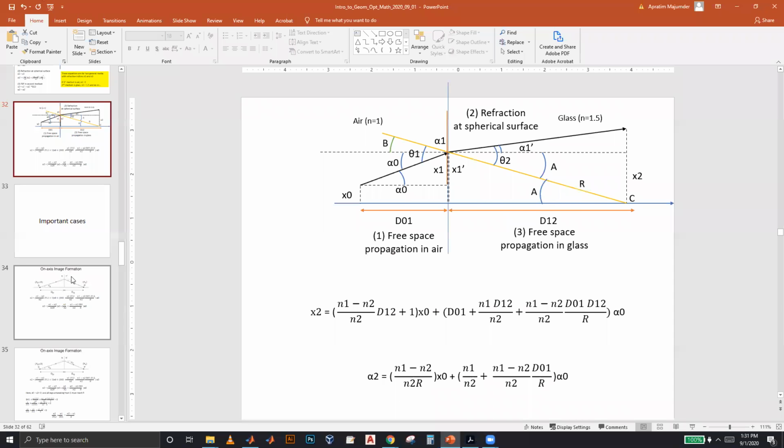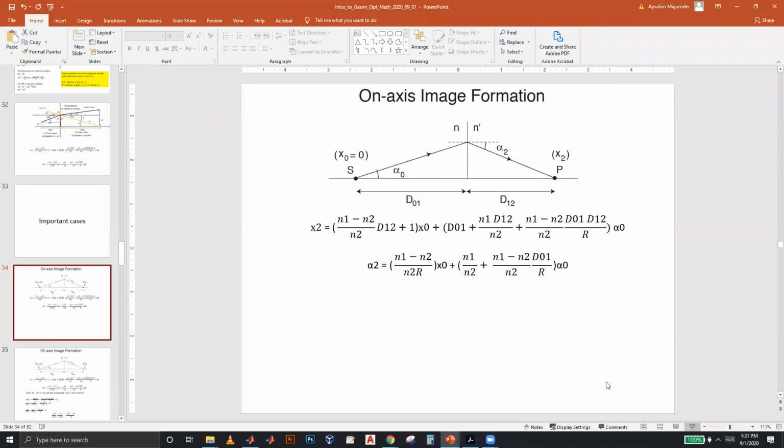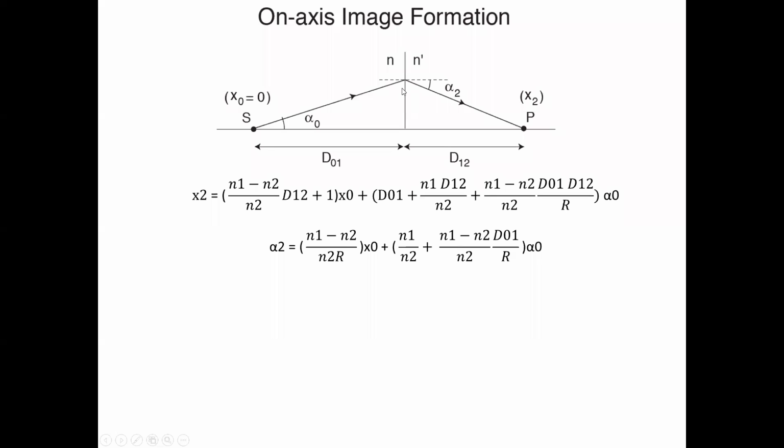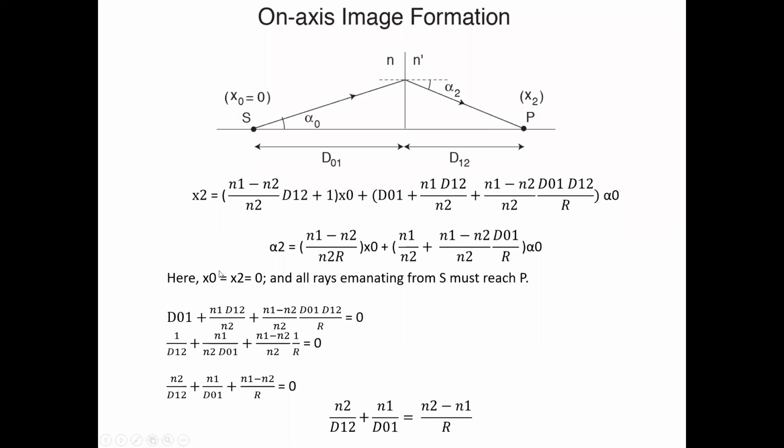I've done that over here as well, so you can follow the math. I've reproduced the drawing here and written my equations. I've written that x0 equals x2 equals 0, and all rays must reach P, which means this second term in the first equation can be set to 0. Then I've done some simple math, like multiplying by n1, n2, d01, d02, and so on, and basically simplified the equation to get this.